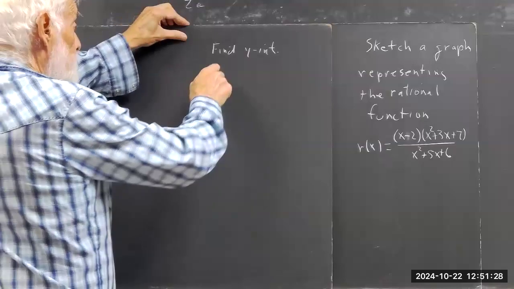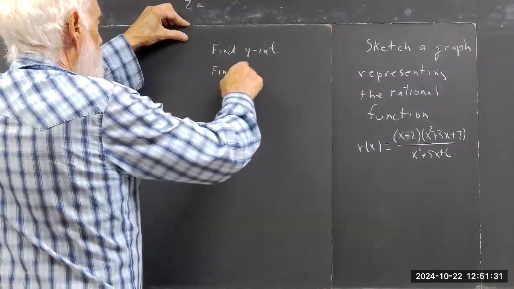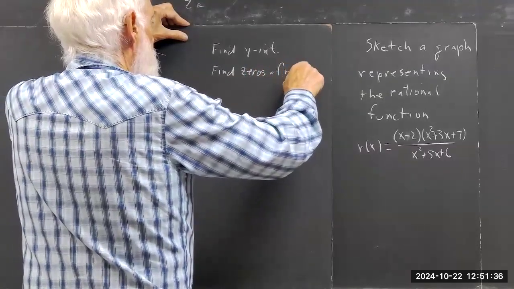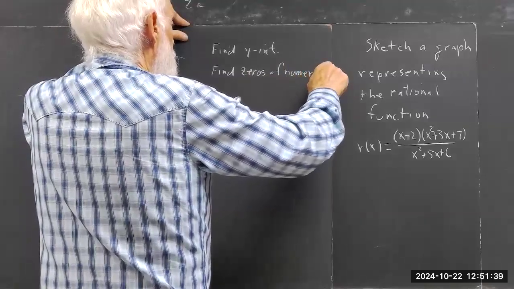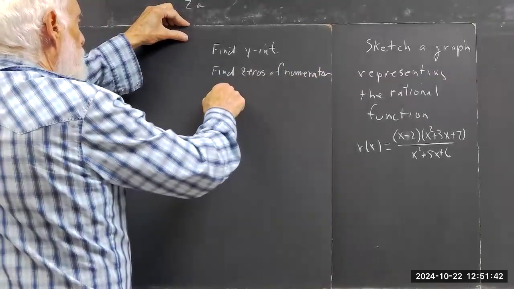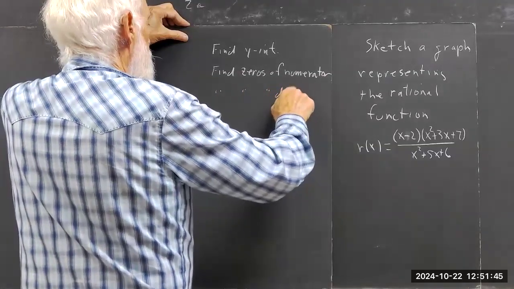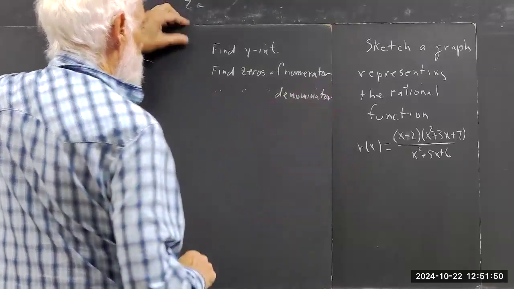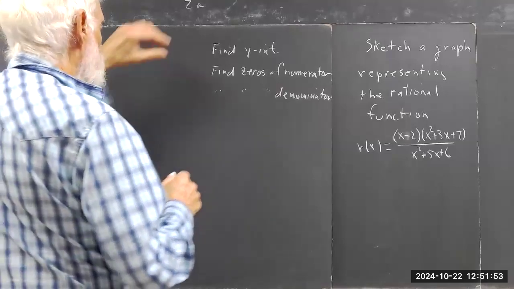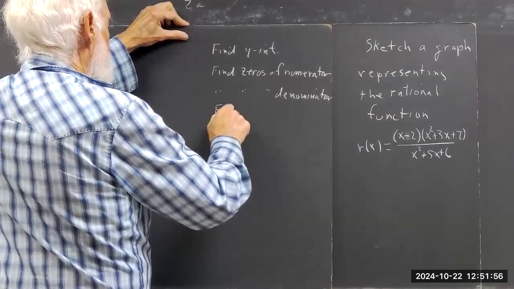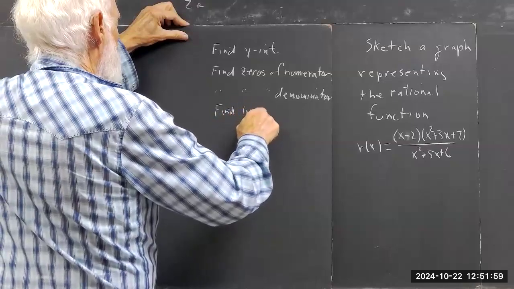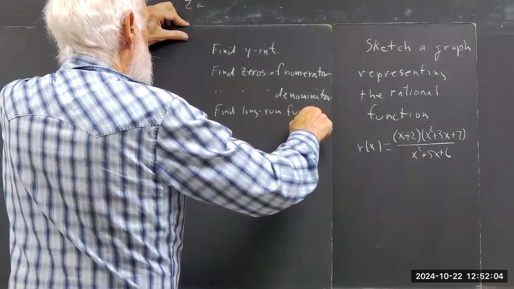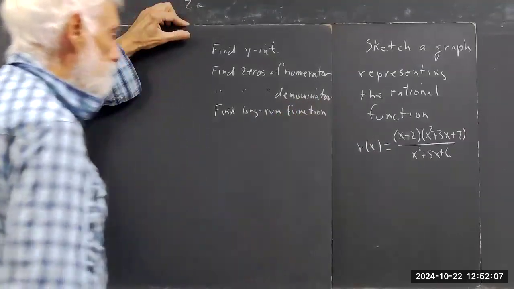find the y-intercept. Find 0 is the numerator. Find 0 is the denominator. I'm going to say find the long run function.